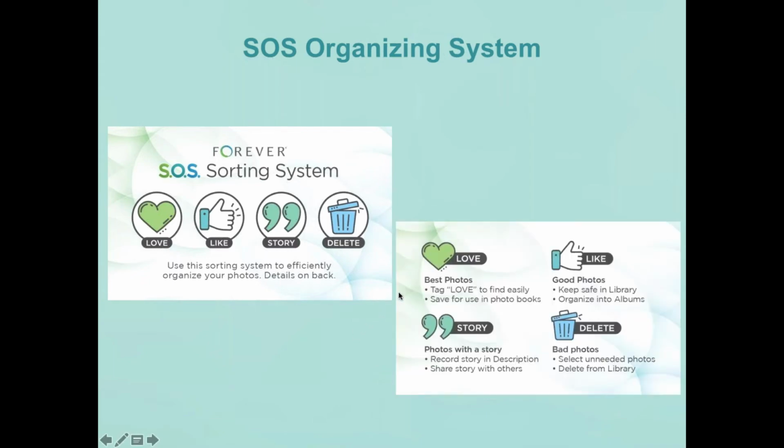So first of all, the photos that you love are going to be the best photos. And our advice for you on those is to tag them. Tag those photos so they're easy to find. You can tag them with the word love if you want, or you can tag them with a name. So for example, whenever I get a good family photo of me and my family, I always tag that photo so I can go back and find it later.